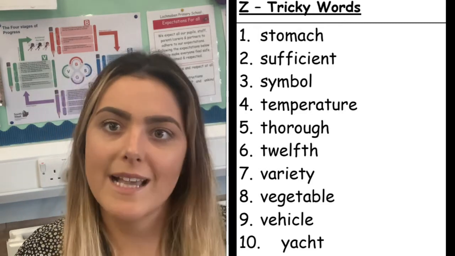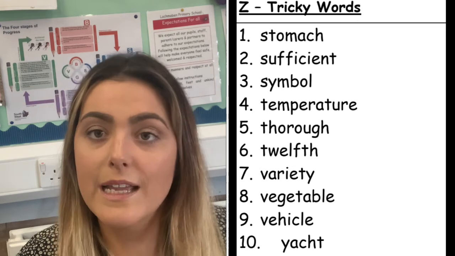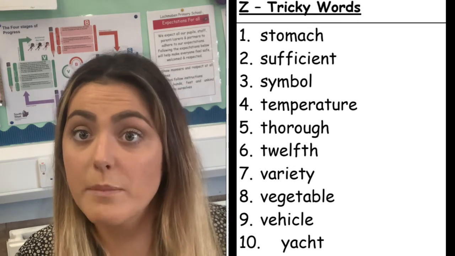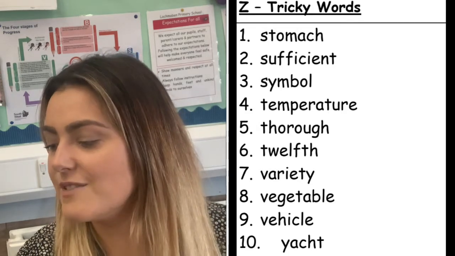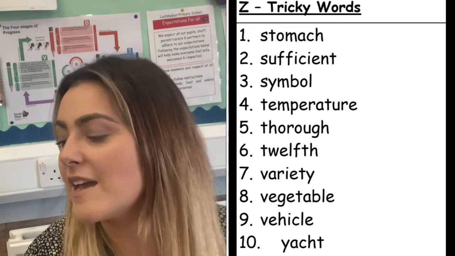Vegetable has a silent E in it. The second E is silent, so it's about remembering that it's vegetable, not, like that's how you spell it, even though you don't say that. So it's vegetable. I find it quite funny to say.